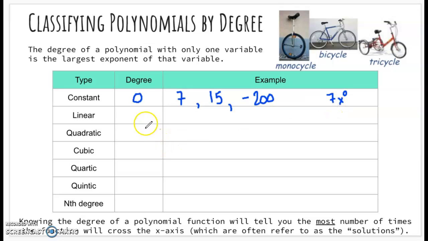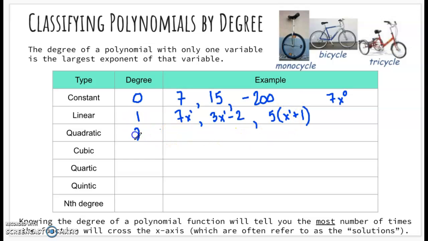Okay, next we have linear equations, or first degree polynomials, right? So for example, 7x would be a first degree polynomial, or 3x minus 2 would be a first degree polynomial, or 5 times x plus 1 would be a first degree polynomial. That highest power on each of those is a power of 1.